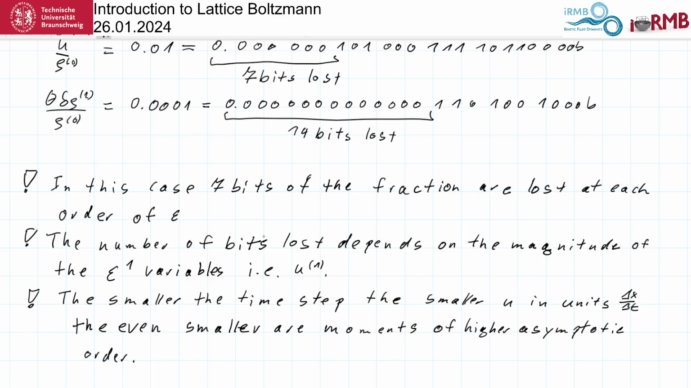So you see, if we started from an even smaller time step, we can easily get, say we lose 8 bits or 10 bits in the velocity, then we lose 20 bits in the pressure, and then we have three bits left to describe our pressure. How accurate is this?